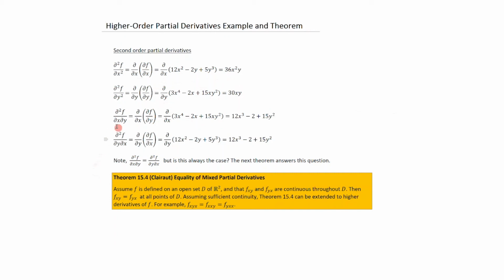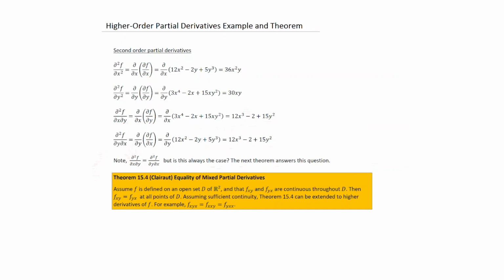And now these two are curious, because what you'll end up with is this looking like this. And lo and behold, this is identical. So the order in which you differentiate does not seem to make a difference. Your answer is always the same. The question is, is this always the case? Well, the next theorem will answer this question, and that's called Clairaut's equality of mixed partial derivatives.